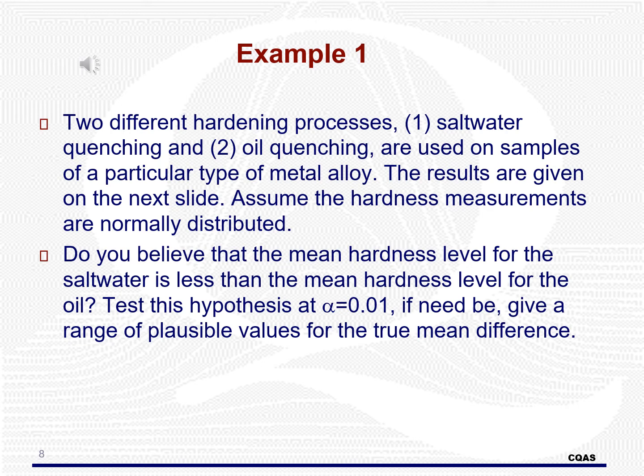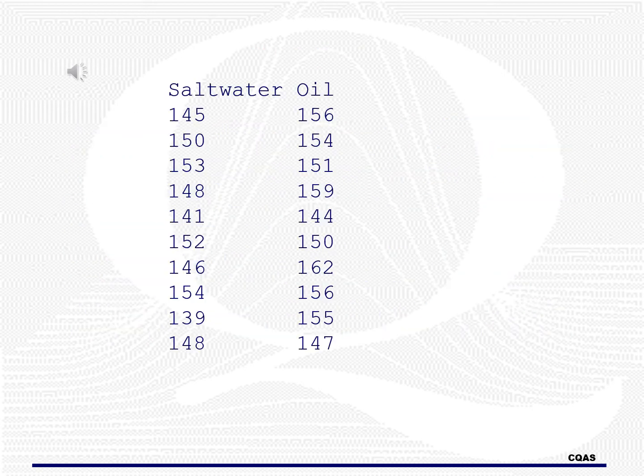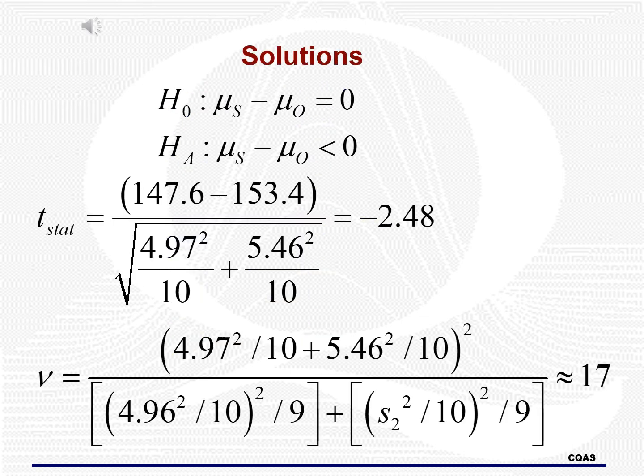So the alternative hypothesis will be the mean of salt water is less than the mean for oil. Notice that we have been given the information that the variables are normally distributed. And since we are only given the data, we can assume that the variances are unknown. Sample data is given on the next slide. Here is the data. We can see that the sample sizes are the same. Let's take a look at the solutions. Here are the solutions. Notice that the mean difference is based on salt versus oil, and the sign in the alternative is less than.